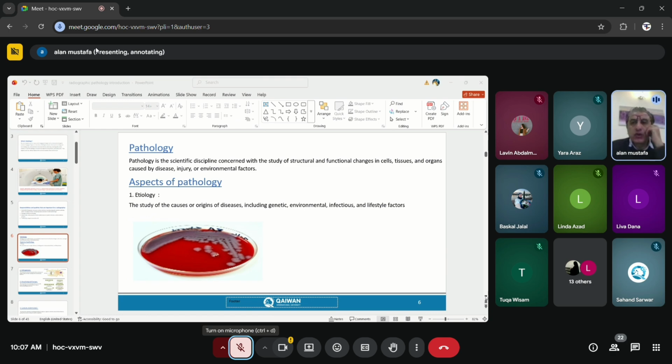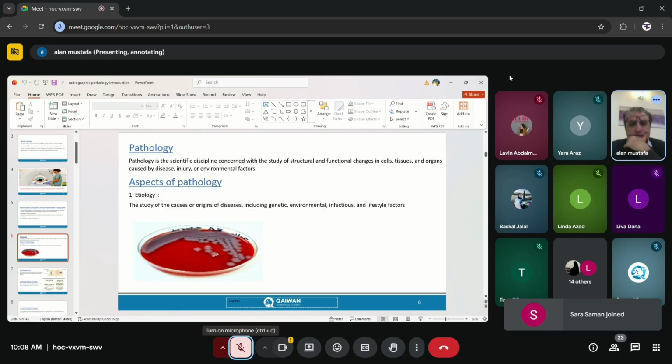With the study of the causes of the diseases. Etiology, study the causes of the disease. So this might come up, for example, as a definition again, or as true and false.